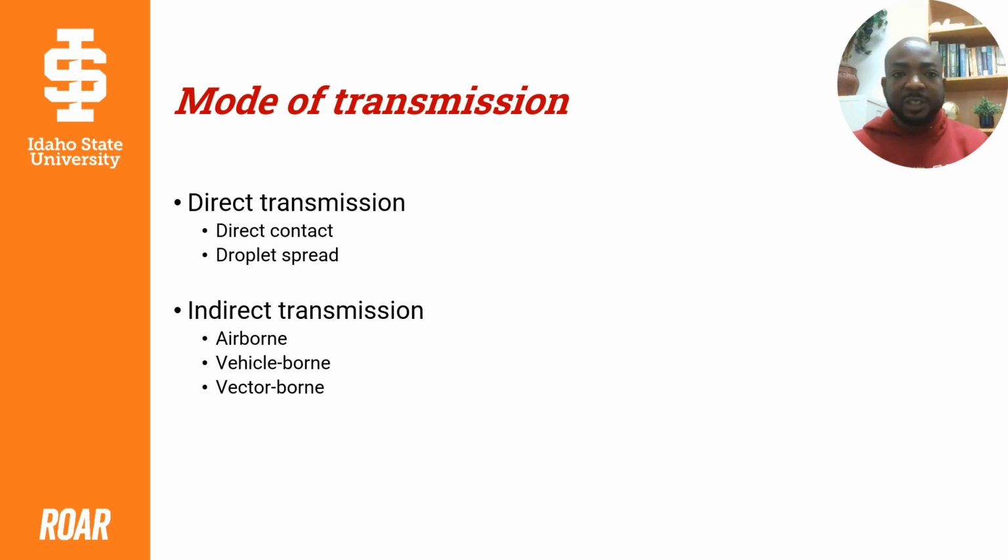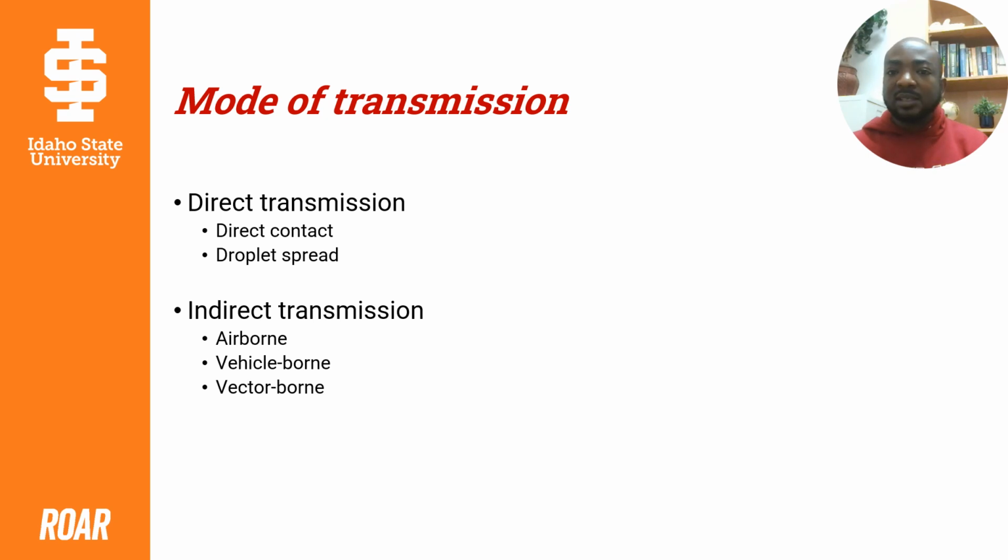Move over to modes of transmission. An infectious agent may be transmitted from its natural reservoir to a susceptible host in different ways. There are different classifications for modes of transmission, and here we have one classification. In direct transmission, an infectious agent is transferred from a reservoir to a susceptible host by direct contact or droplet spread. Direct contact occurs through skin-to-skin contact, like kissing and sexual intercourse. Direct contact also refers to contact with soil or vegetation harboring infectious organisms.